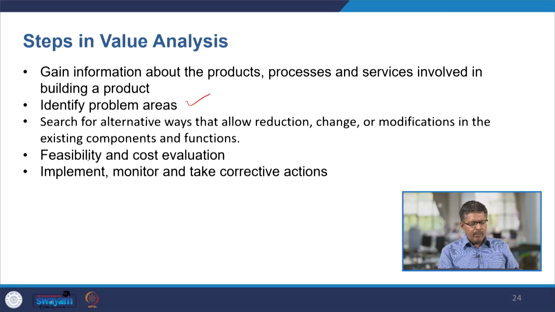Unnecessary ones can be removed. For example, modular designs, we talk about modular designs. Now, modular designs help us in creating such good, affordable and easy to handle designs that today the selling of many products has increased just because of the change in the design, right. And feasibility and cost evaluation, we do it in this step, and finally after doing the feasibility test and cost evaluation test, then we go for implementation, monitoring and corrective actions. So, this entire step is very important because it is very realistic, very practical to understand where the problem lies and what improvements can be brought in, right.